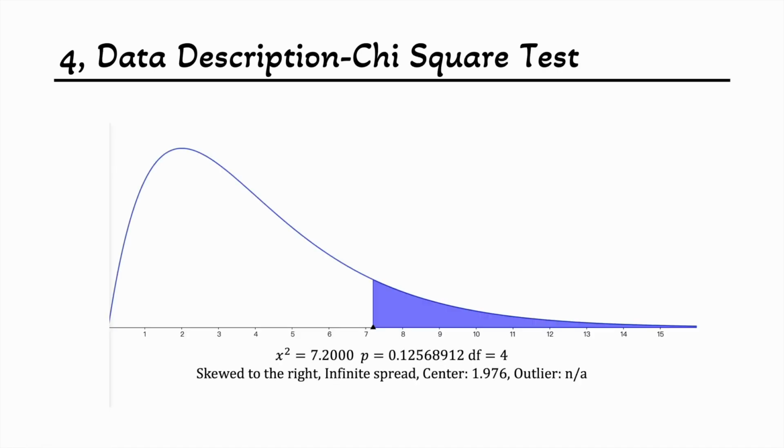The result of the chi-square test is as shown. The test statistic is 7.2, the p-value is 0.1256, and the degree of freedom is 4. The graph is skewed to the right, has an infinite spread, and the center is at 1.976, and I think there's no outlier.